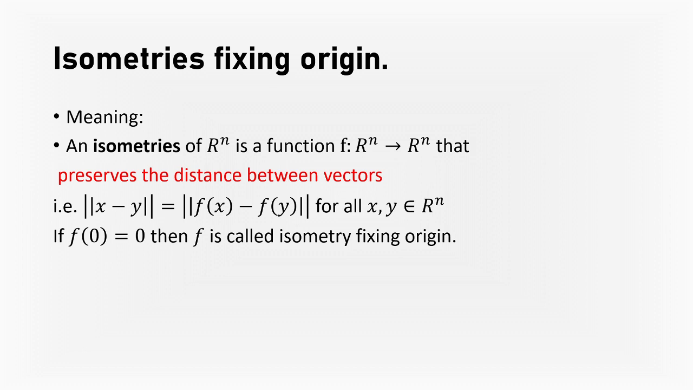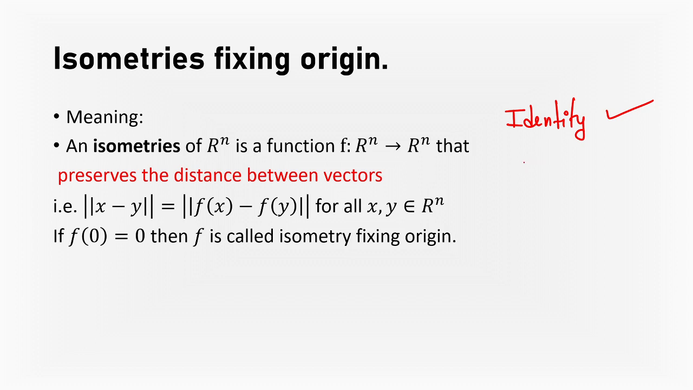If you remember the previous video, if you haven't checked it yet, I will keep the link in the description. Please go and check. In the previous video, we discussed three simple examples of isometry. One was the identity. We knew that it is an isometry. Can I say this is an isometry fixing origin? Yes, because it will send 0 to 0. So yes, this is an isometry fixing origin.